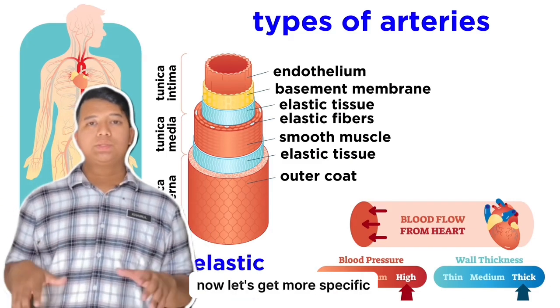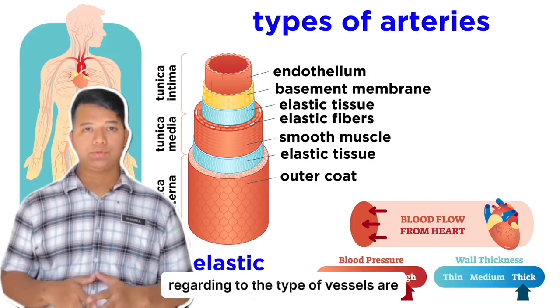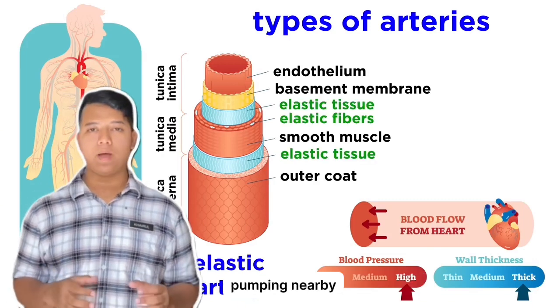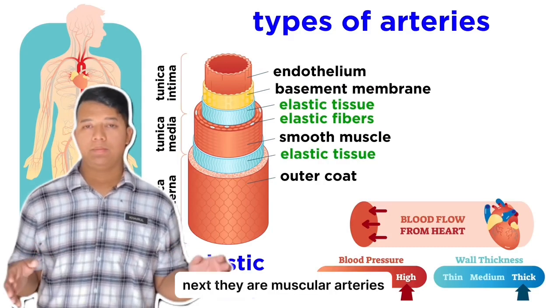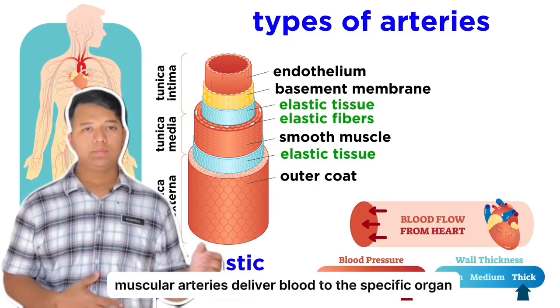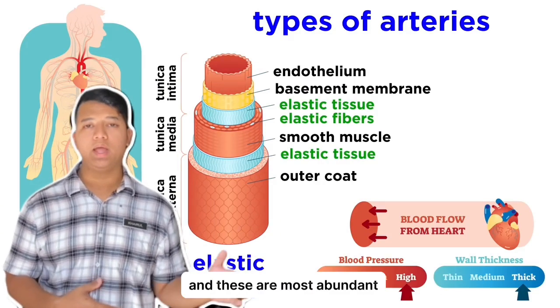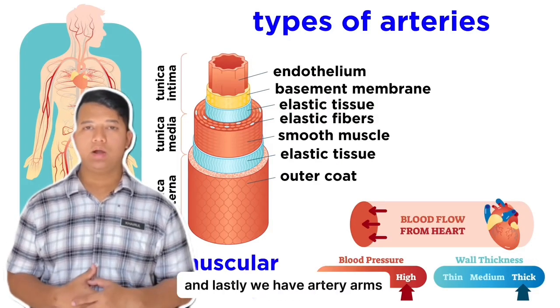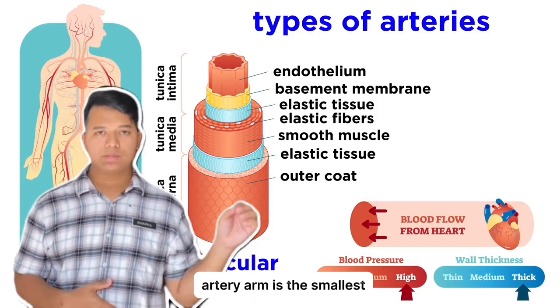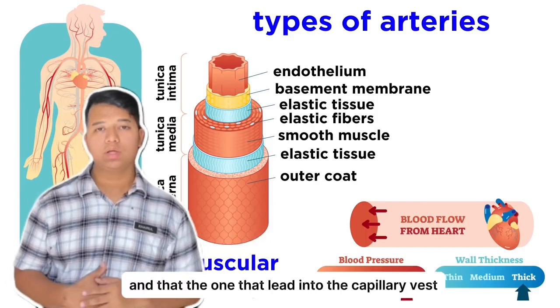Now let's get more specific regarding the types of vessels. It is necessary that they have to withstand the pumping nearby. Next, there are muscular arteries. Muscular arteries deliver blood to the specific organs, and these are most abundant. And lastly, we have arterioles. Arterioles are the smallest, and the ones that lead into the capillary beds.